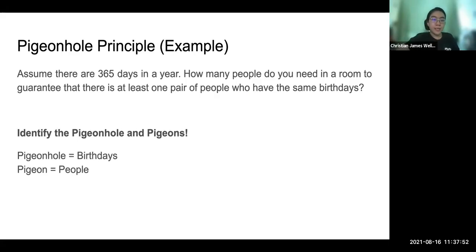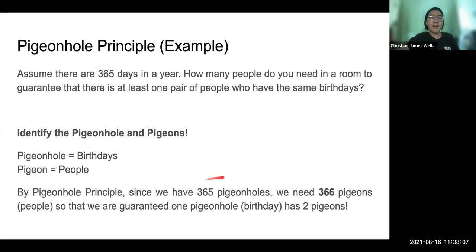Here again, identify the pigeonholes and pigeons. The pigeonholes here are the birthdays, so the number of days in the year. There are 365 such birthdays. And the pigeons are the people. So how many people do we need? Since we have 365 pigeonholes, we need 366 pigeons, which are the people, to guarantee that one pigeonhole has 2 pigeons. Sometimes I like to think of it in terms of, I have 365 pigeonholes.